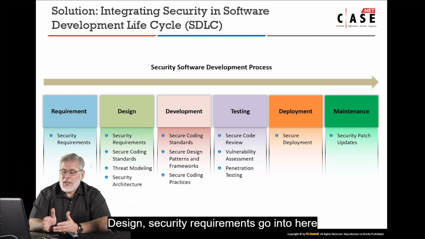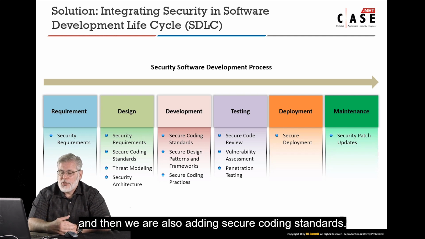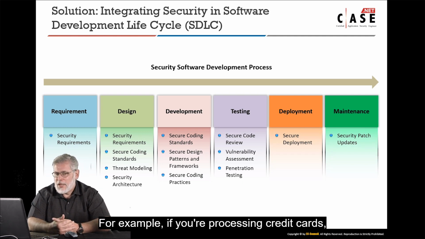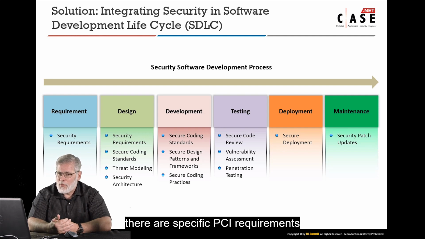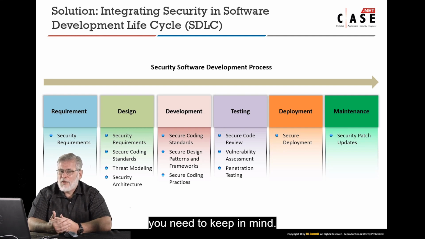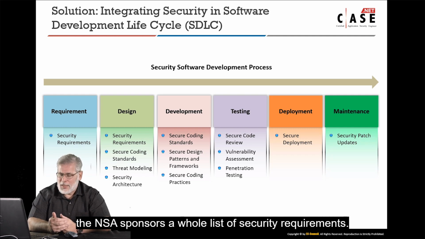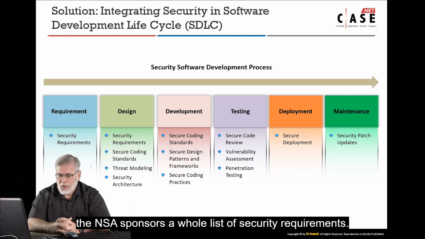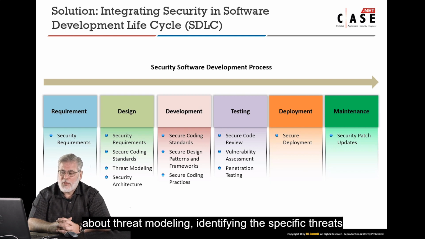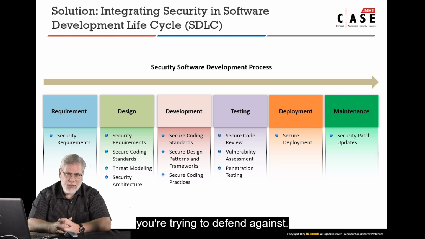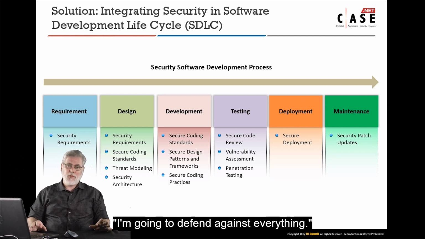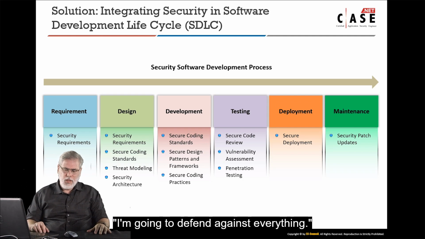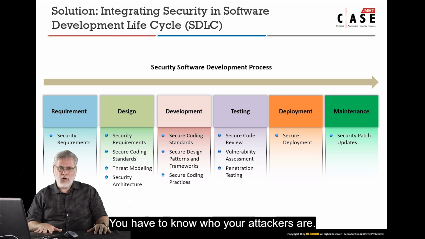Design. Security requirements go into here, and then we are also adding secure coding standards. For example, if you're processing credit cards, there are specific PCI requirements you need to keep in mind. If you're doing Defense Department coding, the NSA sponsors a whole list of security requirements. We're going to talk a lot in this course about threat modeling, identifying the specific threats you're trying to defend against. It's not enough to say, I'm going to defend against everything. You have to know who your attackers are.